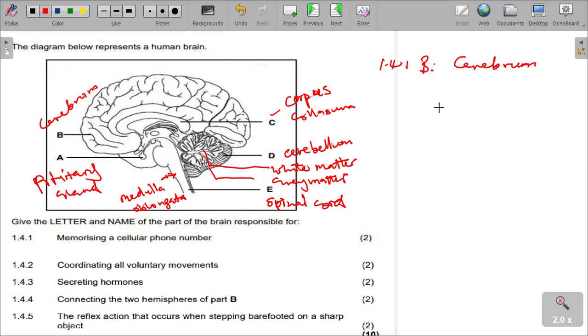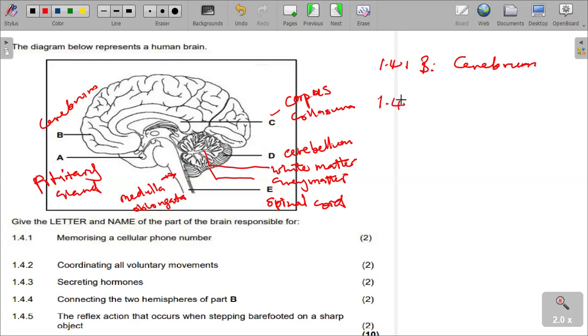We can also give other functions the cerebrum has. The cerebrum is responsible for determining emotions. Human emotions and personality are also defined by the cerebrum. Solving intelligent problems is also done through the cerebrum. It also interprets sensory impulses such as sight, sound, and touch, which are our basic senses, and controls voluntary movements. We need to take note of those.